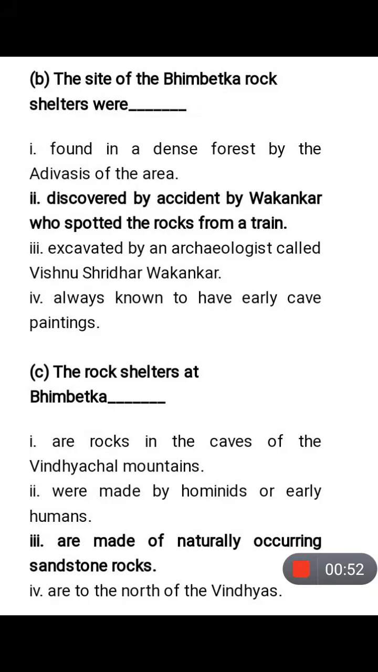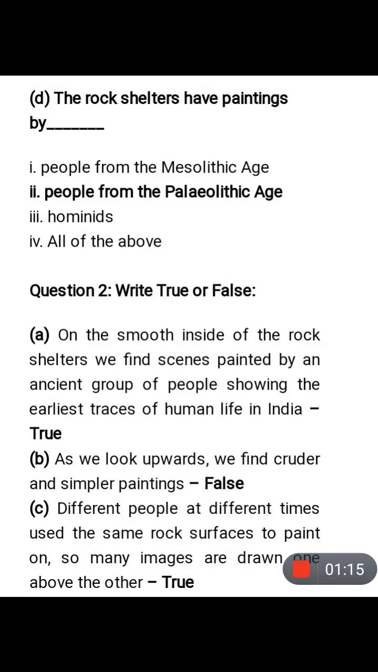We have the second question: the site of Bhimbetka rock shelters were... So it was discovered by accident by Wakankar, who spotted the rocks from a tree. Now we have the next question: the rock shelters at Bhimbetka are made of naturally occurring sandstones. Okay, next question: the rock shelters have paintings by people from the Paleolithic age.